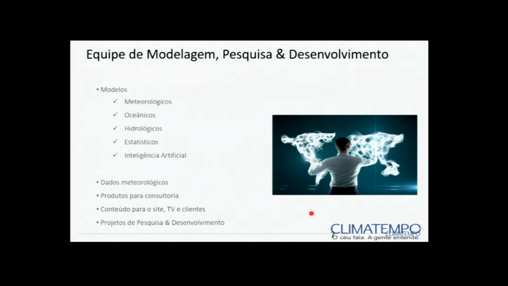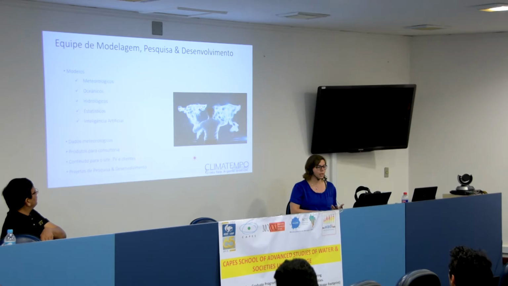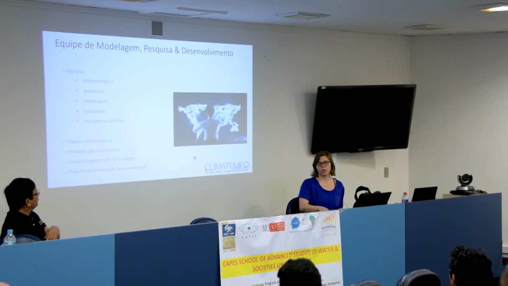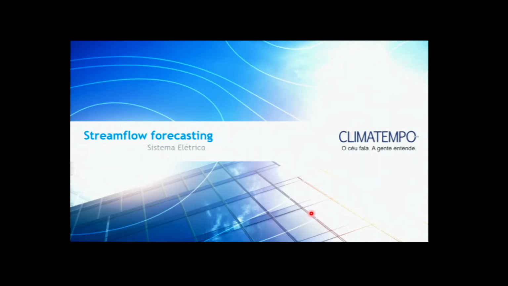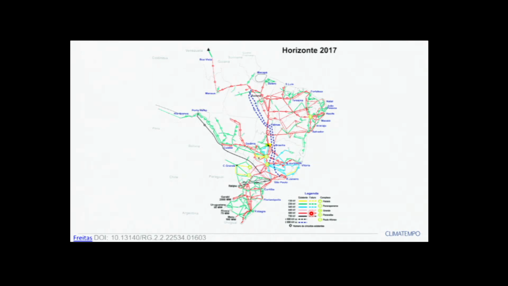Meteorological models, oceanographical models, hydrological models, and then artificial intelligence and statistical models as well. So different kinds of models are run there for consulting and for research and development projects, okay? So one of the uses of SWAT is stream flow forecasting for the next weeks and the next months for the electrical system in Brazil, for the energy system. So this is the grid, our Brazilian electrical systems, and there are all the subsystems. And to determine, for example, the price of energy, how much it will be sold, on what time is best to buy, you can do that assessing what will be the inflow to the reservoirs. Okay, so assessing the stream flow predictions.